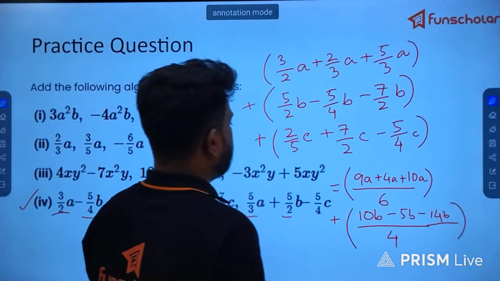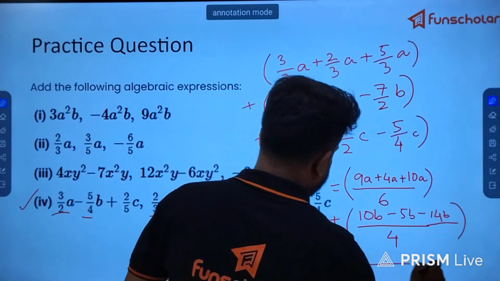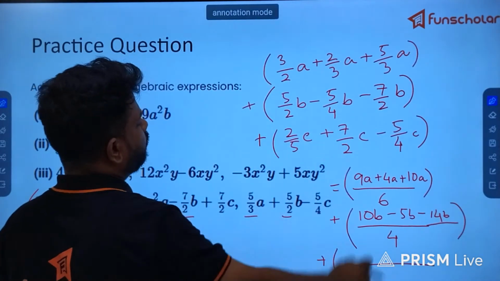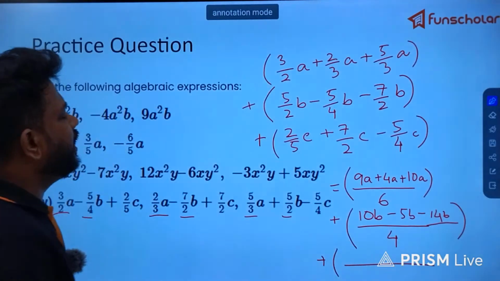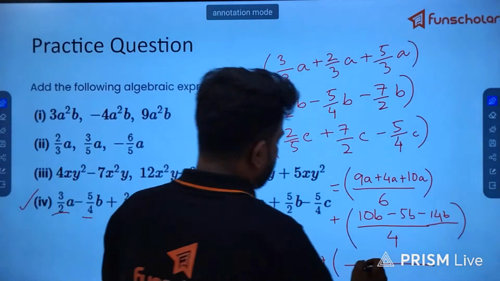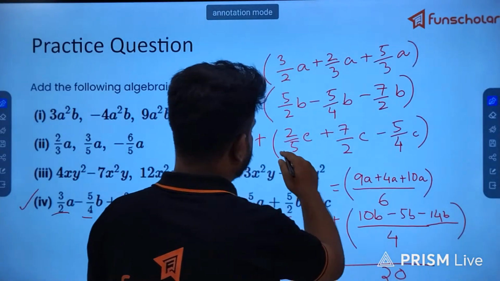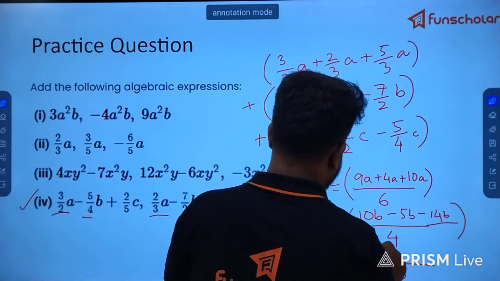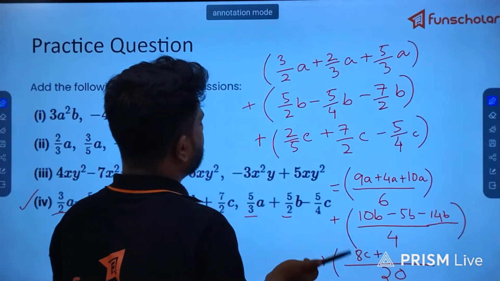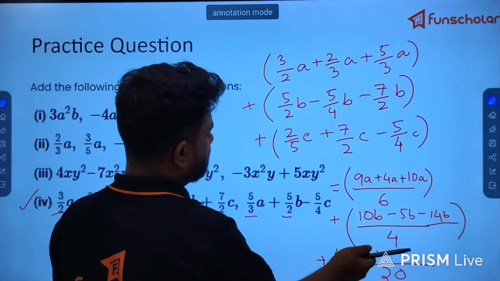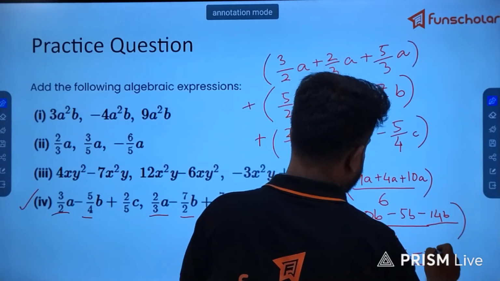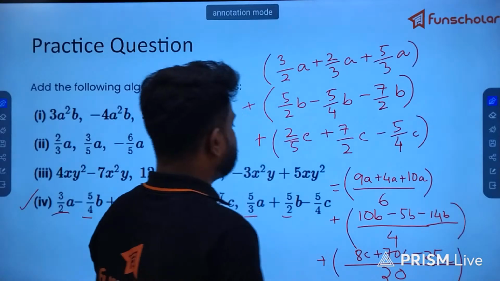Okay, then last we will be having 5, 2 and 4. The LCM of 5, 2 and 4 will be 20. 20 will be the LCM, and 5 4s are 20, 4 2s are 8, 8c plus 2 10s are 20, and 7 2 10s are 70c, and minus 5 5s are 25c. So this will be the final.